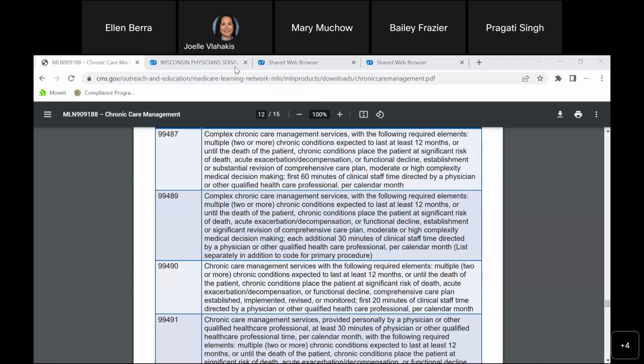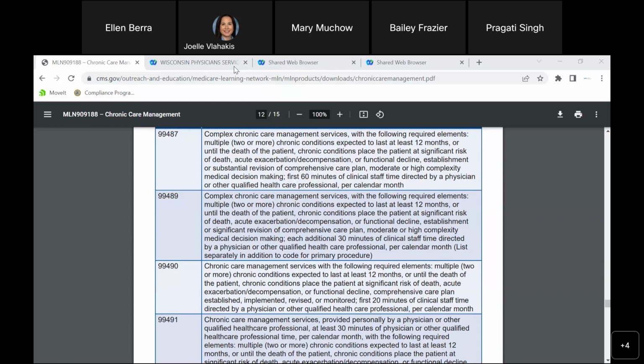On to the next question though for you, Ellen. Can G0506 and 99490 be billed in the same month? Yes, they can, because you're doing two different services there. You're providing that initiating visit because that G0506 is only billed on the same day as that initiating visit. And then you could be providing an additional 20 minutes of clinical staff time. So the answer is yes.